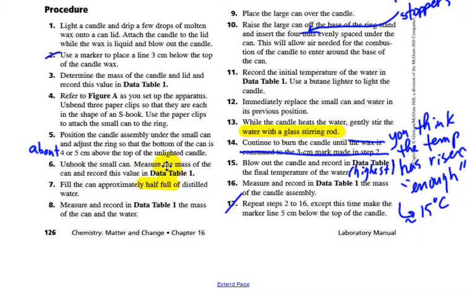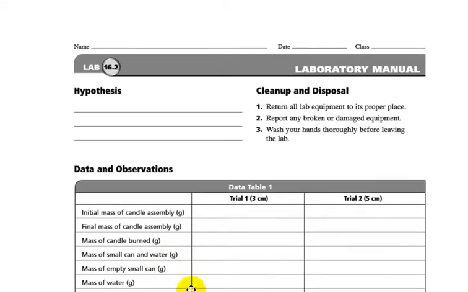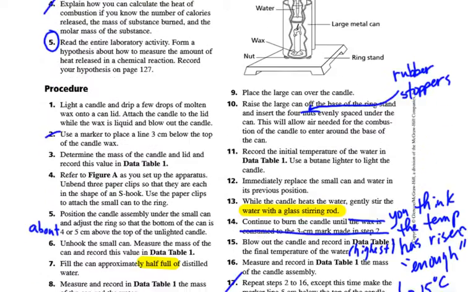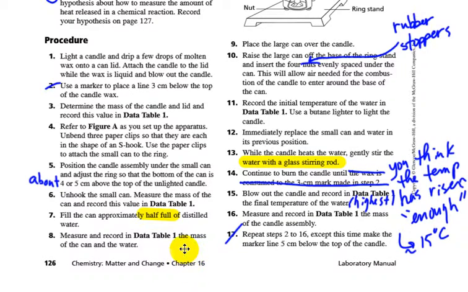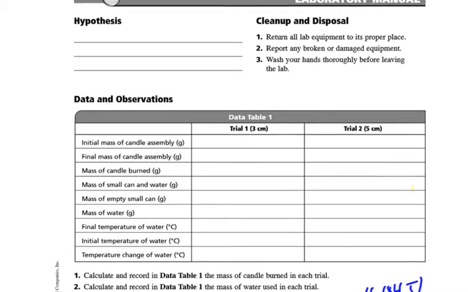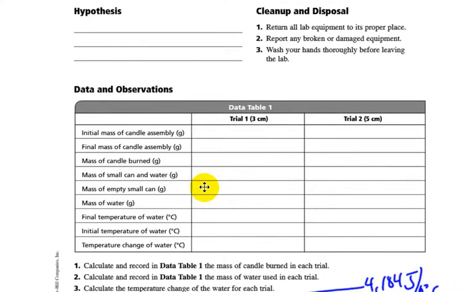Unhook the small can, measure the mass of the can and record its value. So we need the mass of the empty can right here. And let's see, next. Measure and record the mass of the can and the water, after we fill the can about half full of distilled water. Try to use distilled water from the blue jug. And then, of course, we want the can and water massed. So empty can, mass of can and water, subtract, and you get how much water was used in terms of mass in grams.